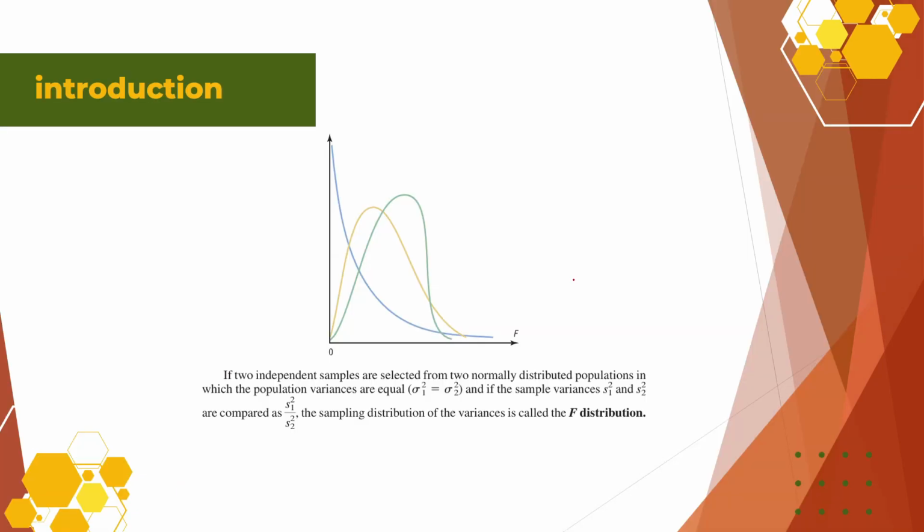Introduction: if two independent samples are selected from normally distributed populations in which the population variances are equal, and the sample variances are compared, the sampling distribution is called the F distribution. So if we compare two variances, the sampling distribution of the variances is what we call the F distribution.